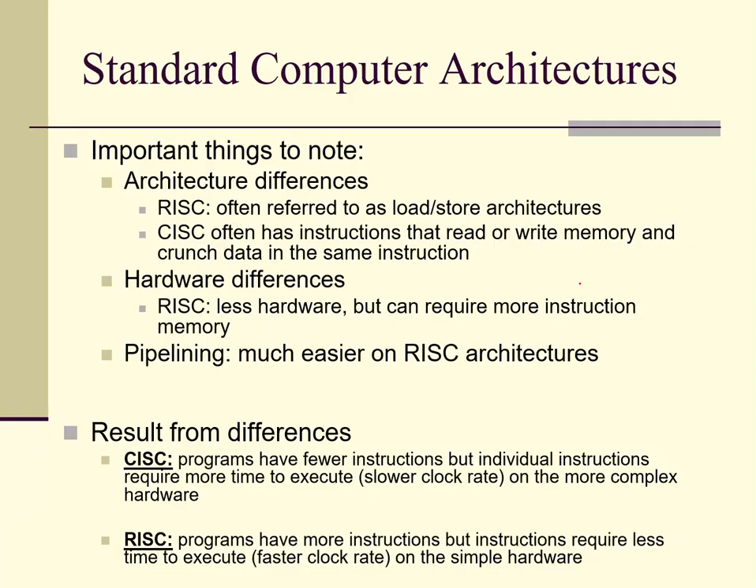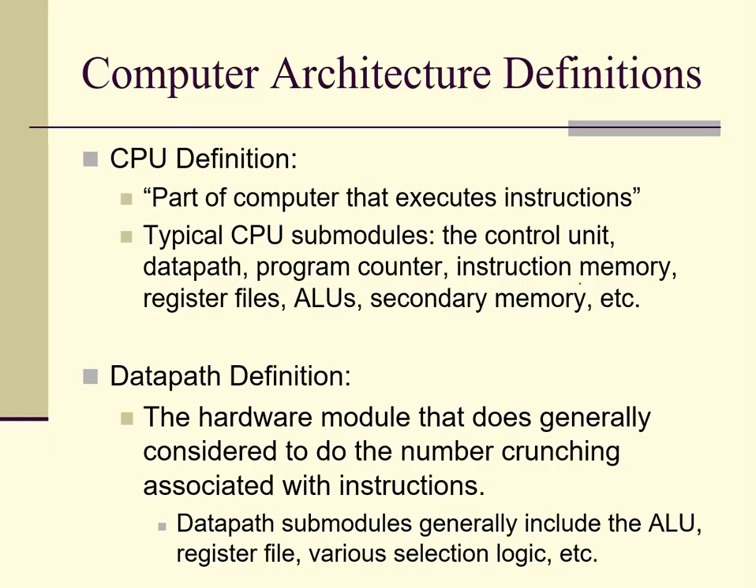Pipelining is, once again, much easier in a RISC architecture, which is something we'll talk about later. And in the end, with CISC architectures you use fewer instructions. The hardware is more complex and the clock rate is slower, but you generally get more done per clock cycle. RISC programs have essentially more instructions to do the same thing, but generally speaking, the clock cycle operates faster.